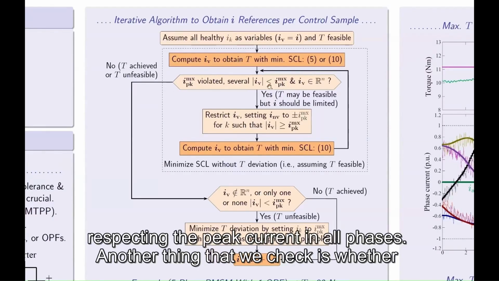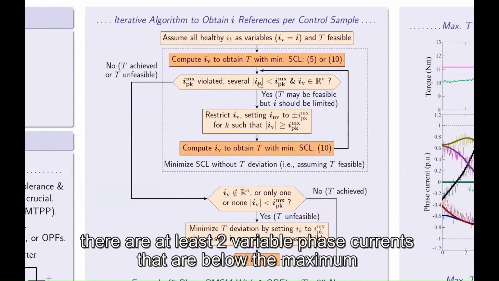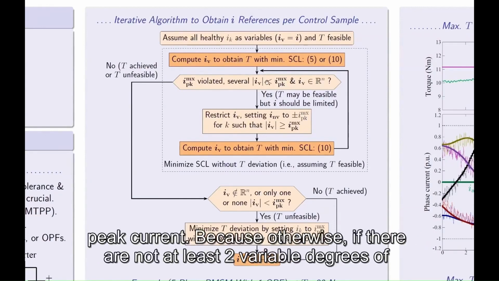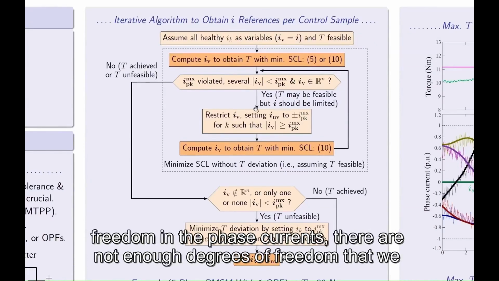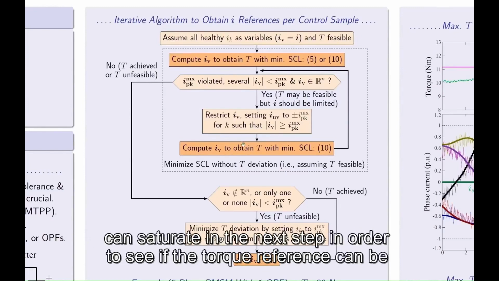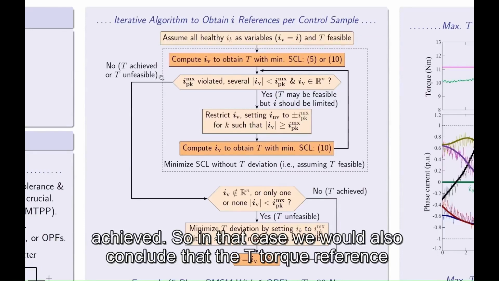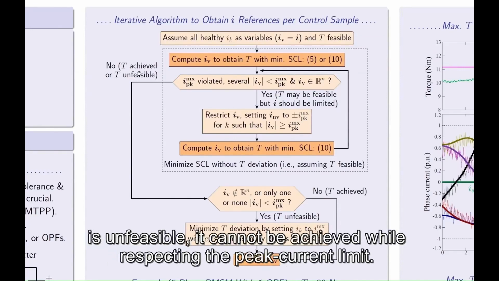Another thing that we check is whether there are at least two variable phase currents that are below the maximum peak current. Otherwise, if there are not at least two variable degrees of freedom in the phase current, there are not enough degrees of freedom that we can saturate in the next step in order to see if the torque reference can be achieved. So in that case, we would also conclude that the torque reference T is unfeasible. It cannot be achieved while respecting the peak current.